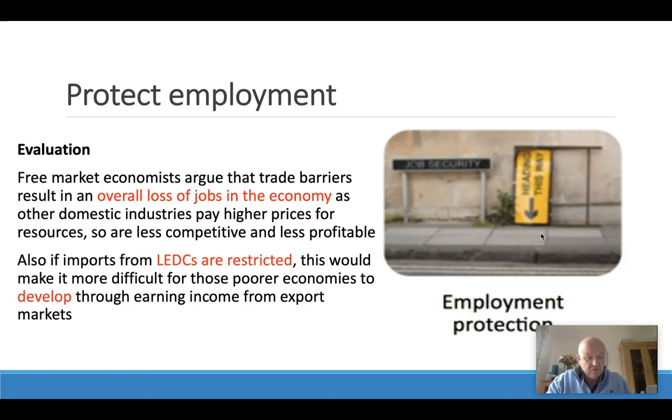Okay, another example could be another evaluative statement as far as protecting employment is concerned: if imports from LEDCs, less economically developed countries, are restricted, this would make it more difficult for those poorer economies to develop through earning income from export markets. So in terms of the overall pattern of world trade, this slapping of trade barriers or protectionist measures is not necessarily going to encourage more international trade.